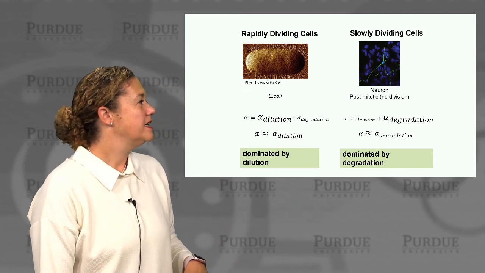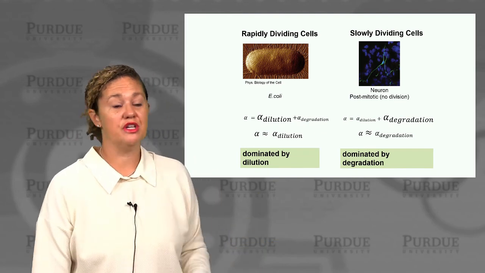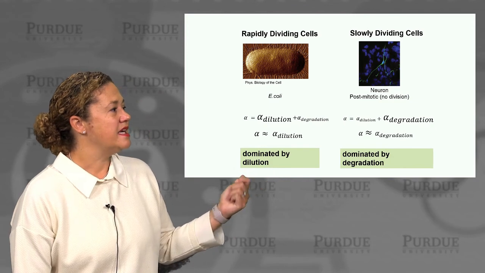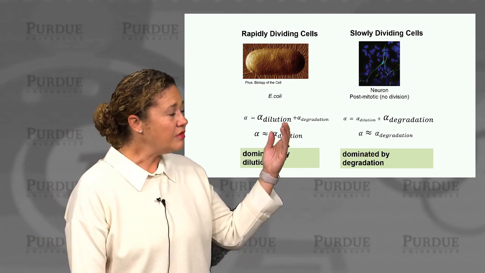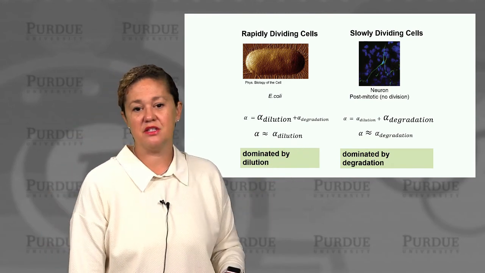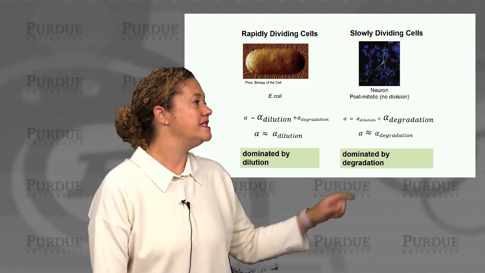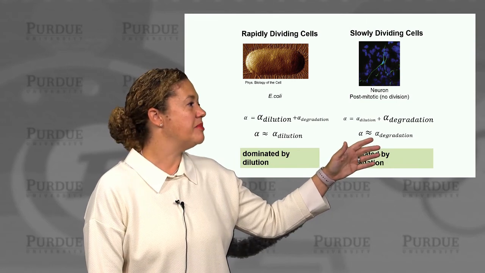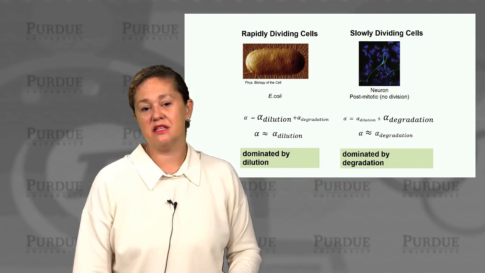I just mentioned one. If we considered rapidly dividing cells, such as E. coli in culture in the lab, we would see that dilution is really going to dominate that decay rate because it's so rapid relative to the rate of protein degradation. Whereas in very slowly dividing cells, or the extreme of that, a post-mitotic cell such as a neuron that's not dividing, the protein half-lives are going to be dominated by degradation. And we can often then approximate our decay rate by the decay rate of degradation of the protein, because it will be dominating in these slowly dividing cells.